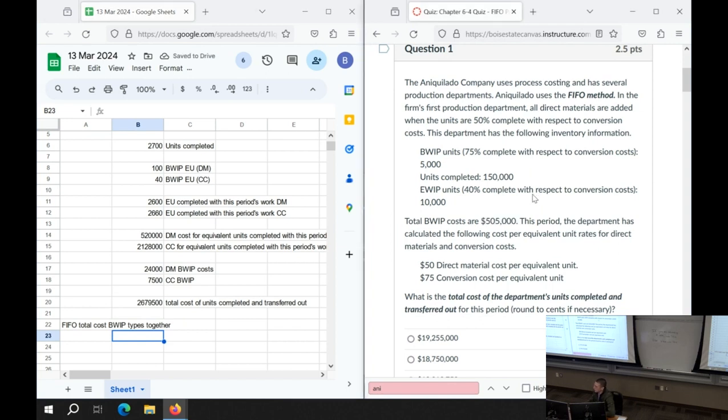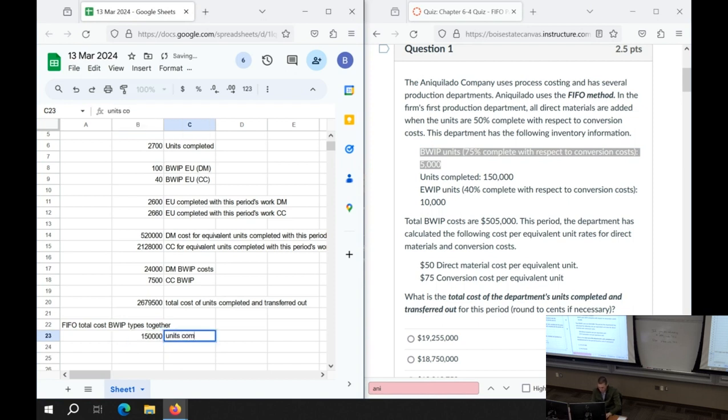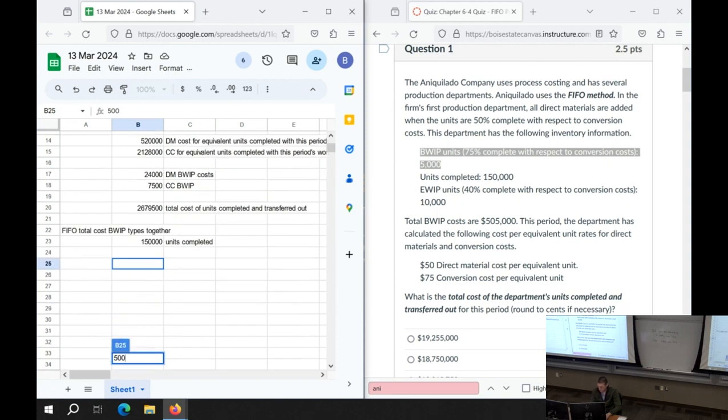All right, so what we're going to need to do is take our units completed here. We're going to do the same thing as we did last time. We need to subtract away the beginning WIP equivalent units. So for conversion costs, we have 75% complete with respect to that type of cost. So this 5,000, let's copy over some information first. Units completed. And then we have 5,000. I'll break it out so it's easier to see: 5,000 is our beginning WIP physical units, and they're 75% complete with respect to conversion cost.